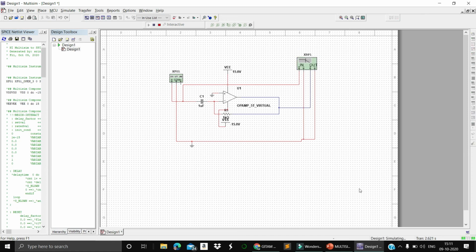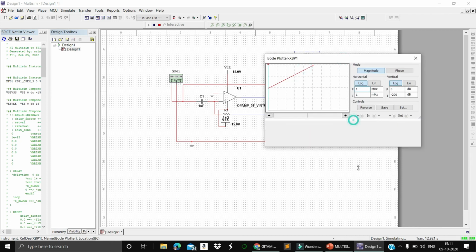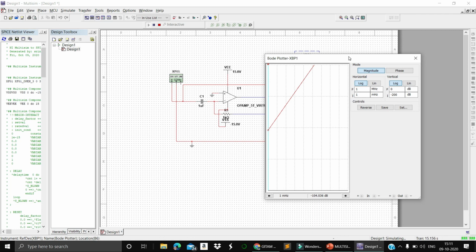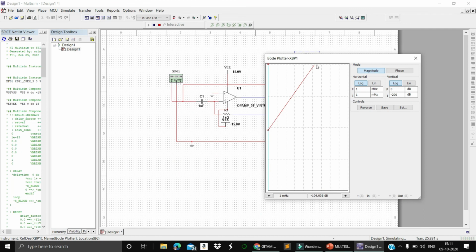Let's wait. I have connected a Bode plotter to check the frequency response, whether it is behaving like a low pass filter or high pass filter. By double clicking on that, you can clearly observe, right? In this way you can observe that the frequency response of the high pass filter starts from zero, slightly increases, and after that it is constant. So it is like a constant one.